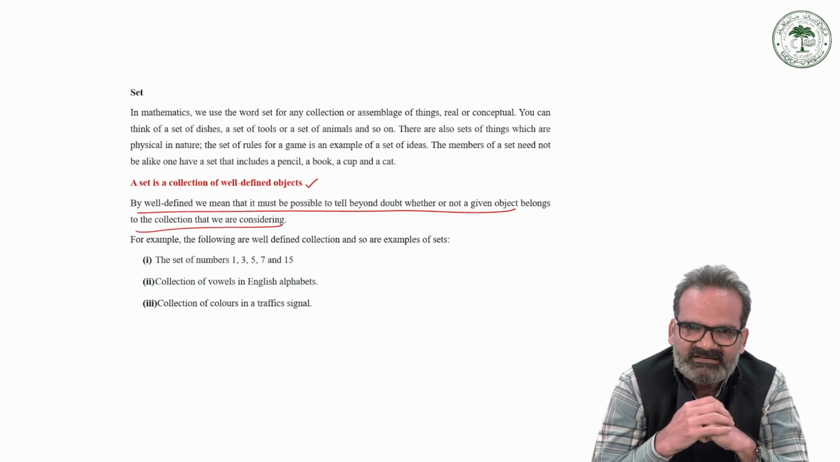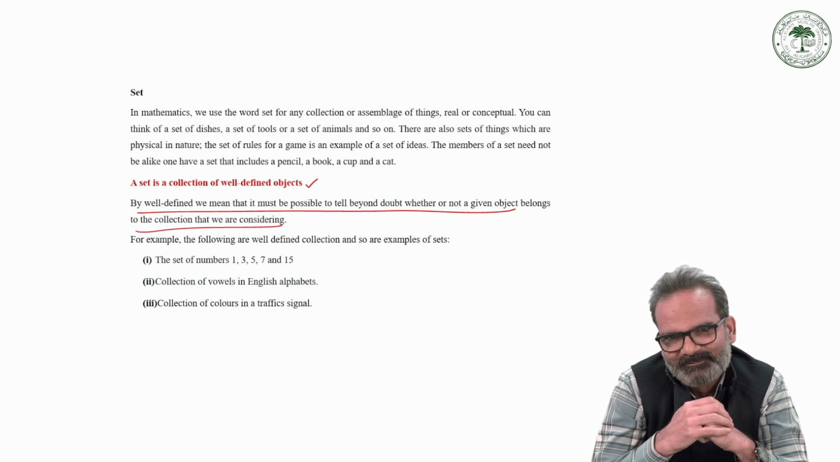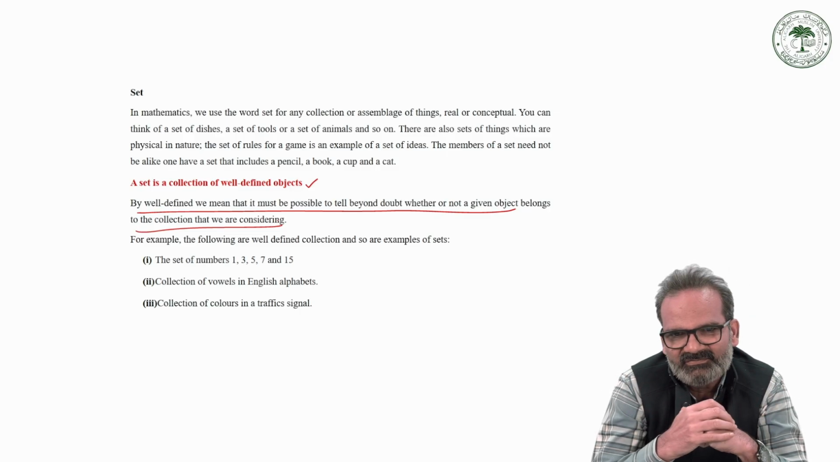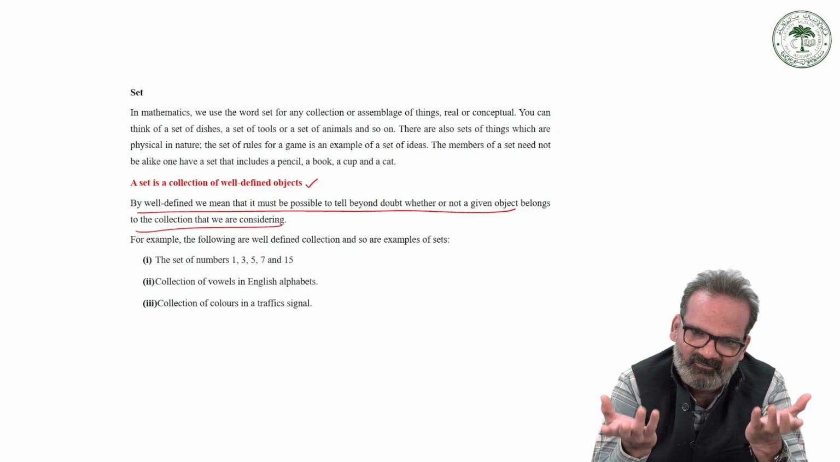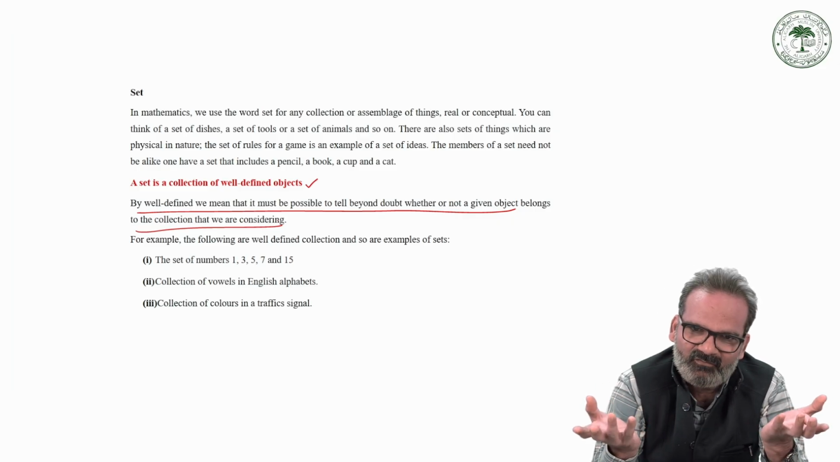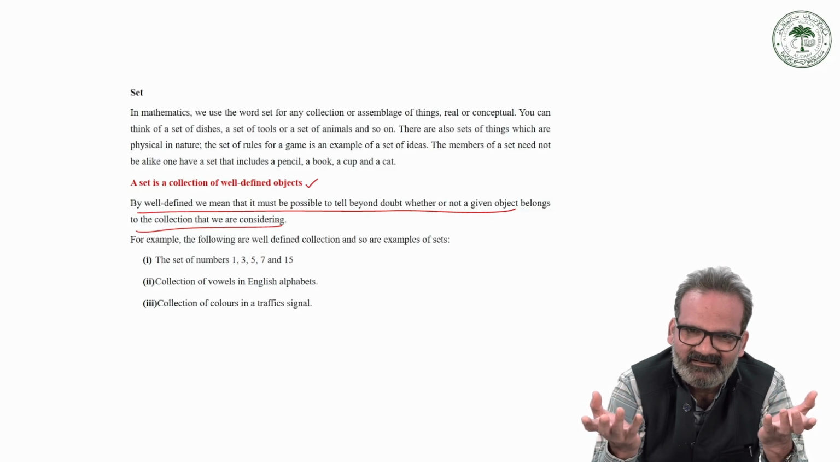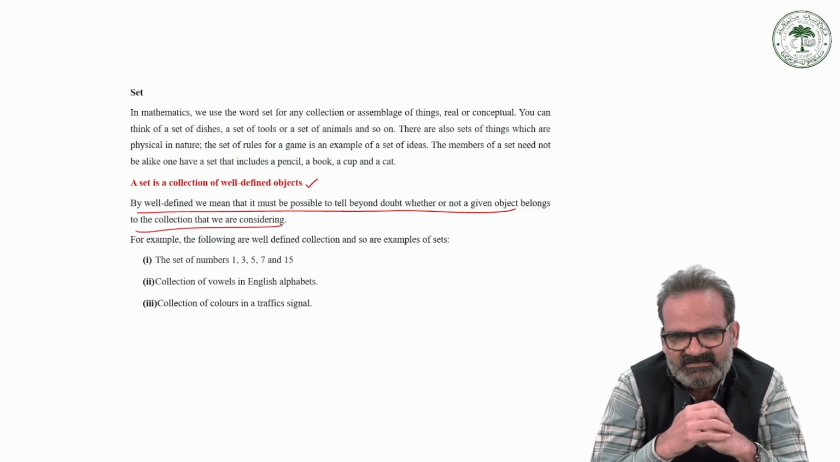Collection of vowels in the English alphabet. We know there are only 5 vowels: A, E, I, O, U. If we collect all these 5 vowels, then a vowel is a vowel, it will remain a vowel globally. It cannot be changed, right? So the collection of vowels is also an example of a set.